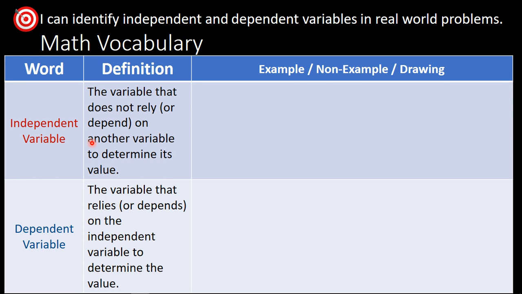Dependent is the variable that relies or depends on the independent variable. So the dependent and the independent variable have a relationship where the dependent variable relies on the independent variable. So the dependent variable is going to depend on whatever the independent variable is. So if the independent variable changes, the dependent variable will change.